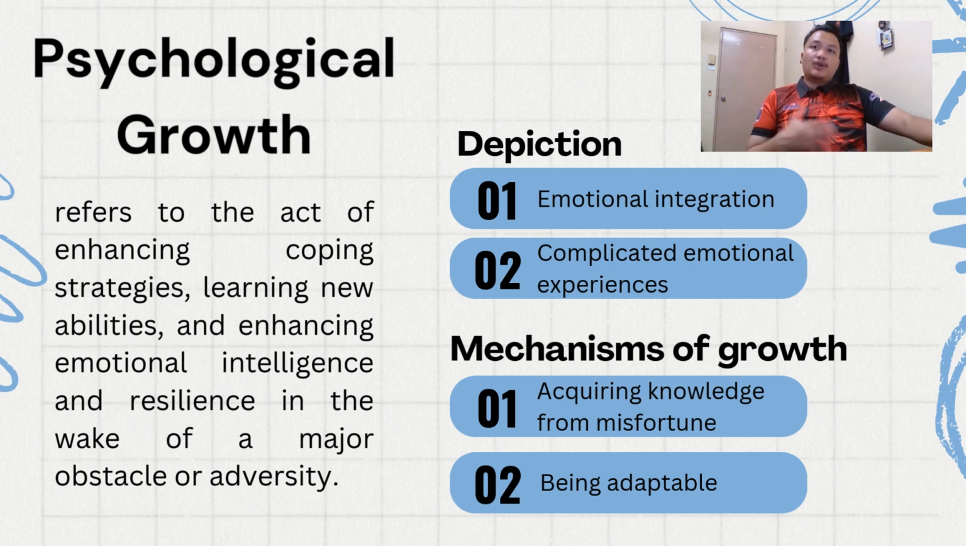For the next part, we're going to talk about psychological growth. Psychological growth refers to the act of enhancing coping strategies, learning new abilities, and enhancing emotional intelligence and resilience in the wake of a major obstacle or adversity. As examples, psychological ideas like integration and complicated emotional experiences were illustrated in Inside Out, starting with emotional integration.